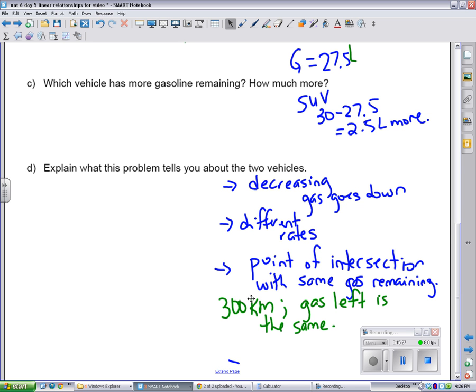Okay, so you will be given a couple of other investigations and you need to relate the graphs, the rates of change, and what they mean.